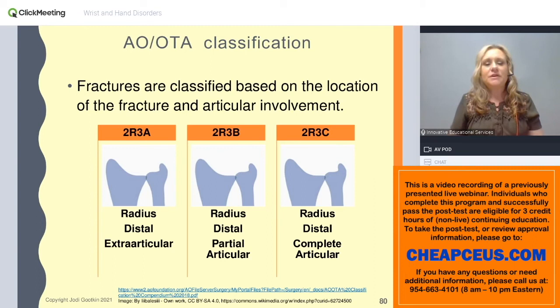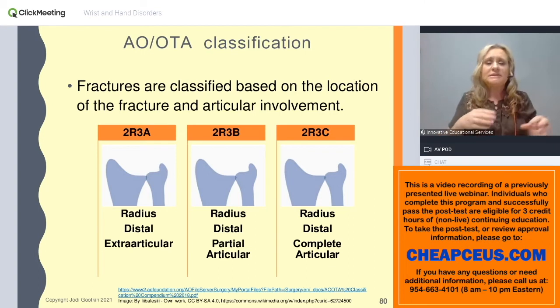There are a couple of different classifications that are utilized. The AO classification, back in 1987, was the Swiss surgeons' version that I can't pronounce. The OTA version, the Orthopaedic Trauma Association classification system, came out around 1996. Finally, in 2006, they realized, can we please have one classification to make it easier and universal for everyone? And that's the classification we're going to discuss today.